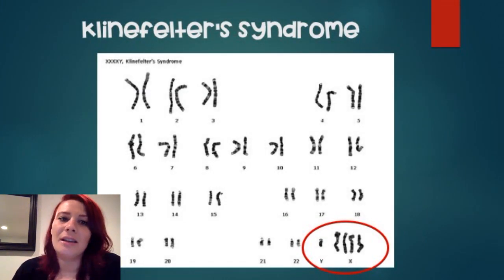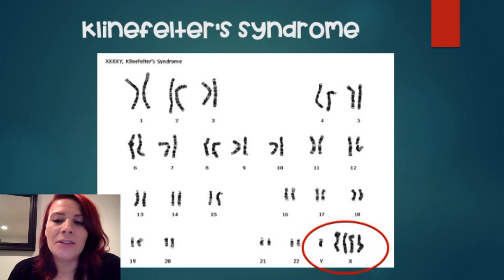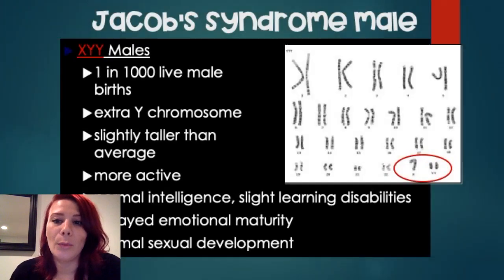And just to go back to the karyotypes that we talked about last week, I included a picture of a karyotype of somebody that had Klinefelter syndrome. So that's what it would look like. You can see there's significantly more X's and there's still 1 Y.